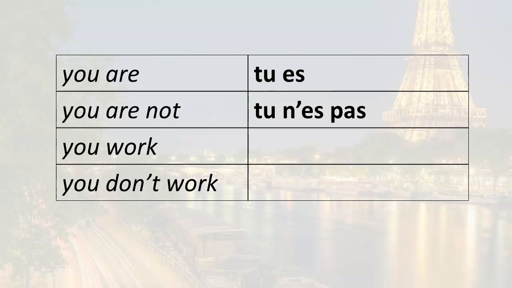So let's look at some examples with the subject pronoun tu in this lesson. That's what we're doing. So you are is tu es. If I want to say you are not, wrap that ne pas around the es. And remember that if the verb form begins with a vowel, then you have to use an apostrophe. So tu es, you are not, tu n'es pas.